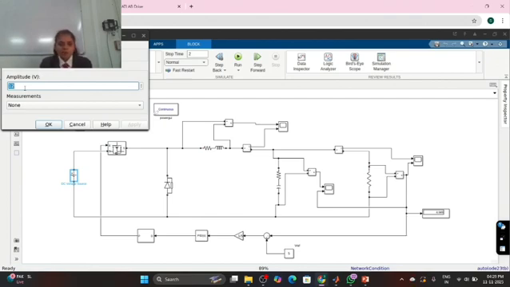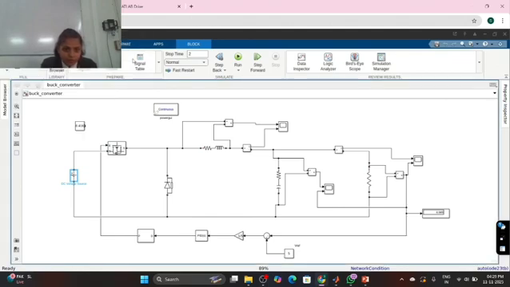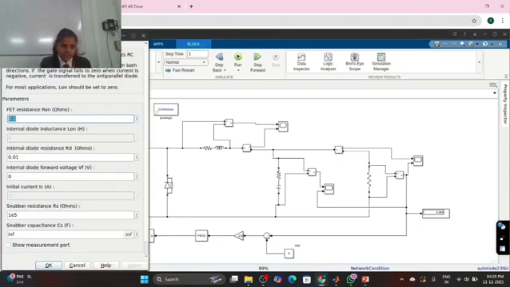The section includes the MOSFET switch, diode, inductor, capacitor and load resistance. The MOSFET is represented with an on-state resistance of 0.1 and an internal diode resistance of 0.0 ohm, and the snubber circuit is 1e5.